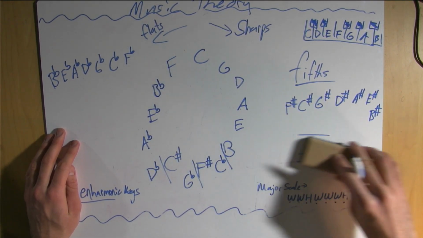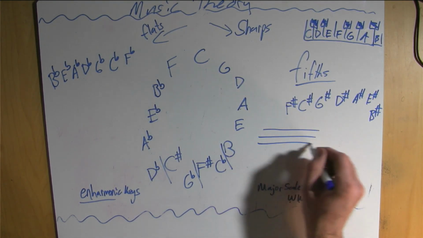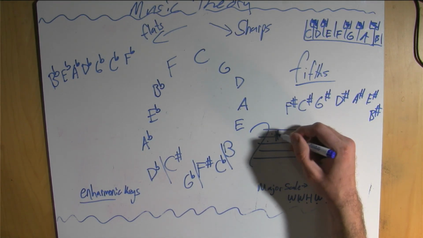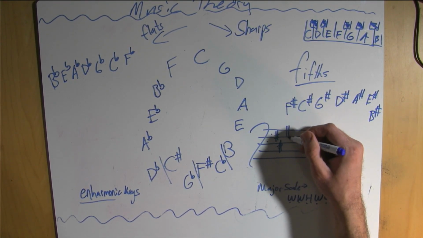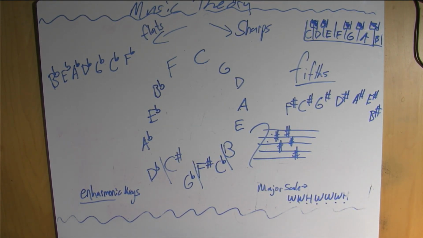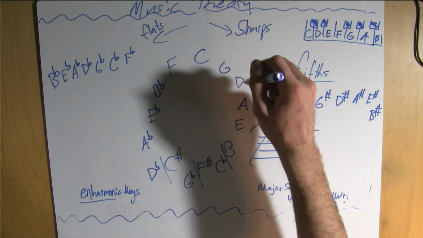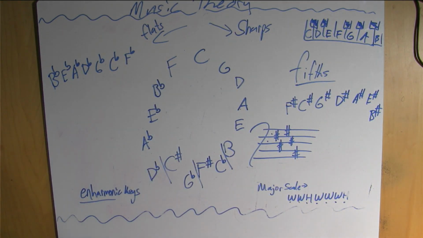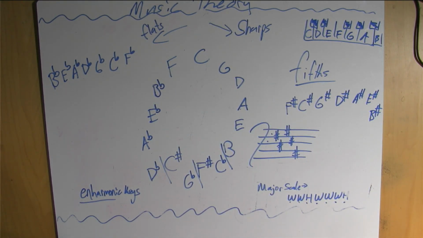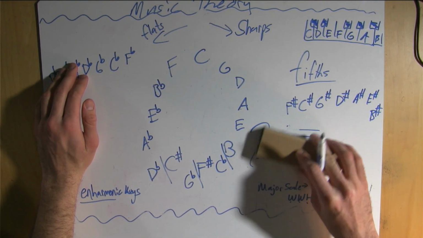Let's do another one. Let's say we're going to do a bass clef one. And you have F sharp, C sharp, G sharp, D sharp, A sharp. 1, 2, 3, 4, 5 sharps. We're in the key of B major. That's the simplest use of the circle of fifths right there.